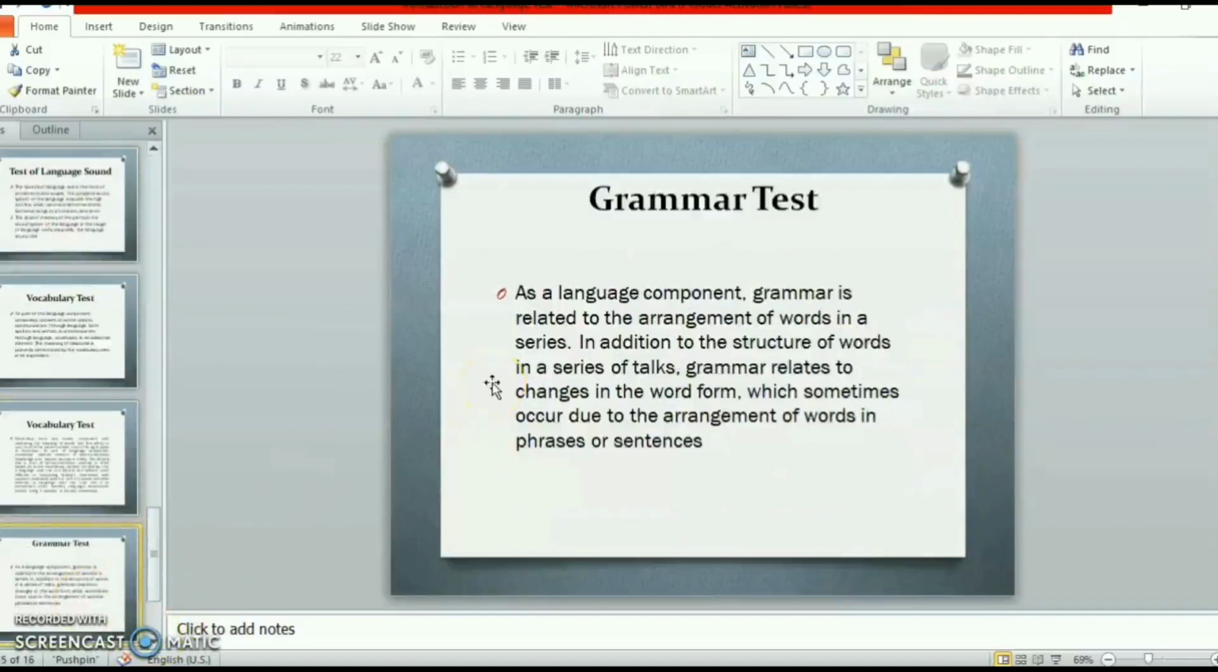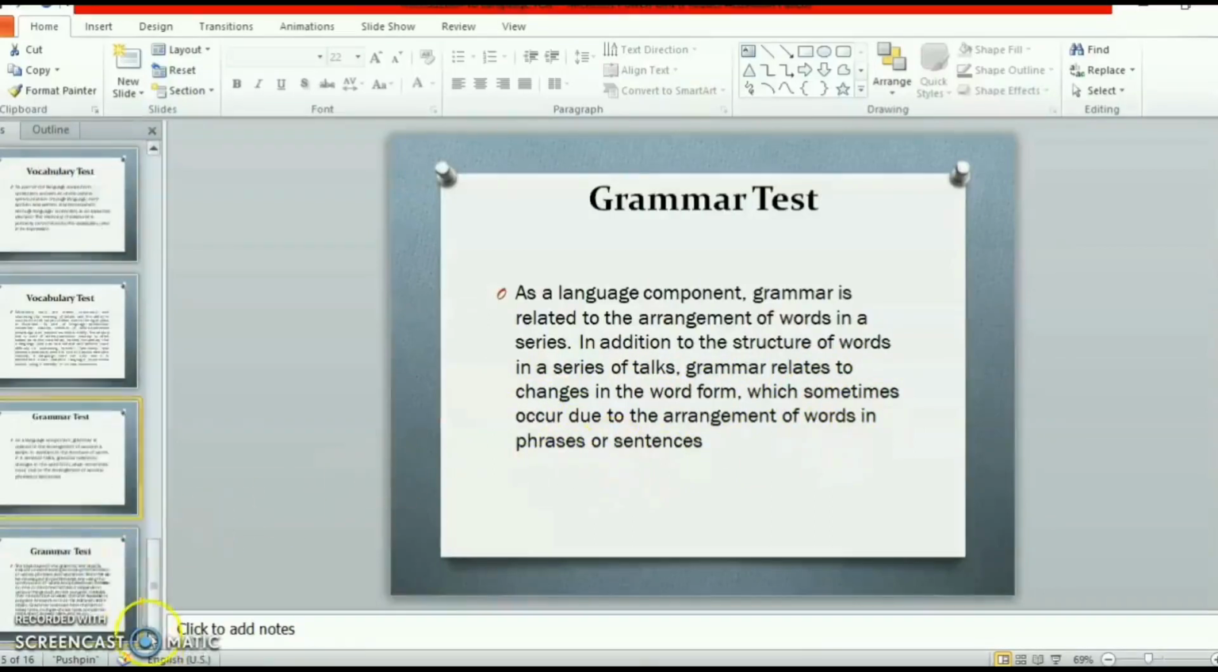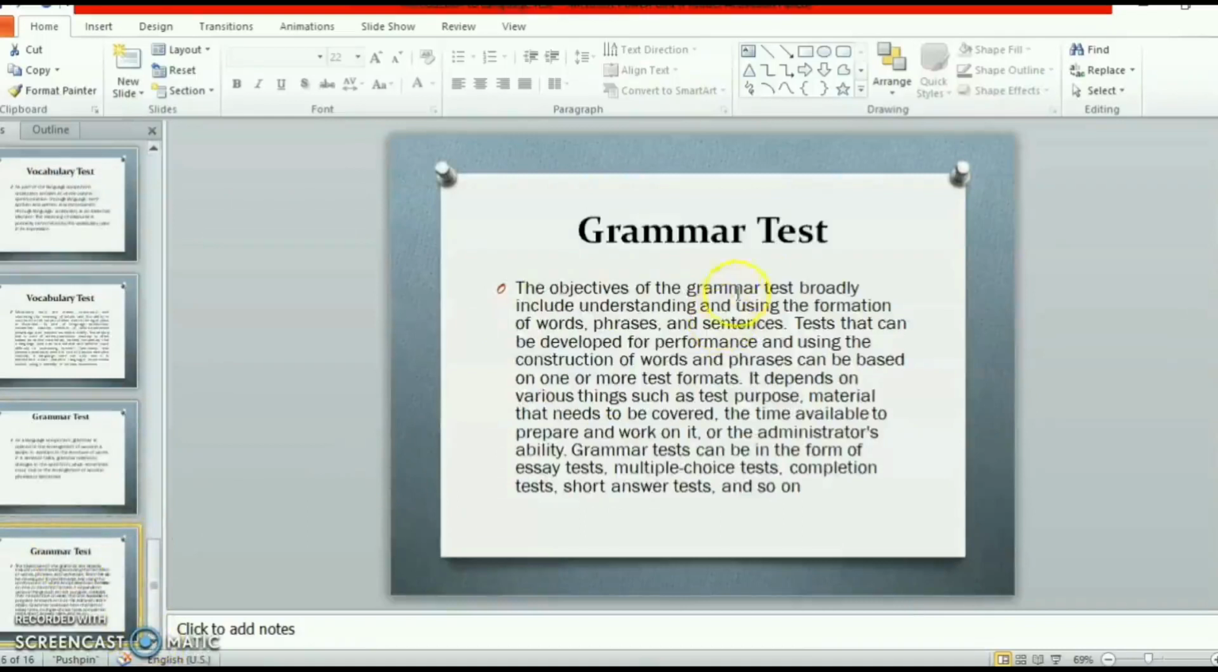The last language component test refers to the grammar test. As a language component, grammar is related to the arrangement of words in a series. In addition to the structure of words in a series of talks, grammar relates to changes in the word form, which sometimes occur due to the arrangement of words in phrases or sentences. The objectives of the grammar test broadly include understanding and using the formation of words, phrases, and sentences.